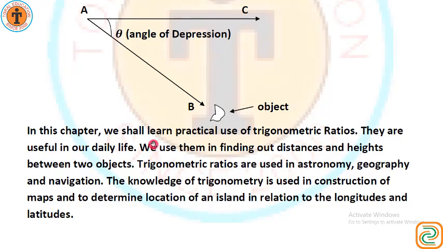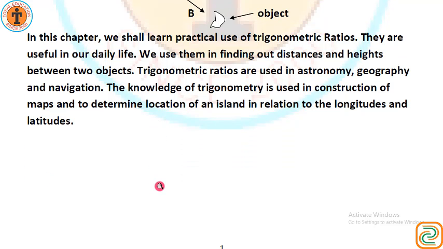In this chapter we shall learn the practical use of trigonometric ratios. We have seen sin theta, cos theta, tan theta, etc. They are useful in our daily life. We use them in finding out distances and heights between two objects. Trigonometric ratios are used in astronomy, geography and navigation. The knowledge of trigonometry is used in construction of maps and to determine the location of an island in relation to the longitudes and latitudes. So friends, let's see exercise 9.1.